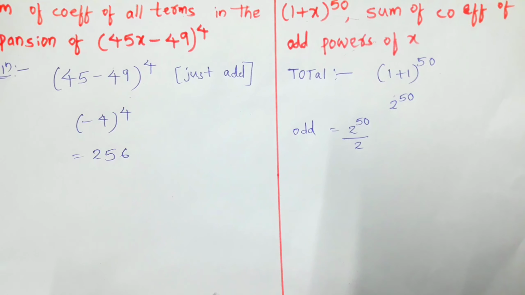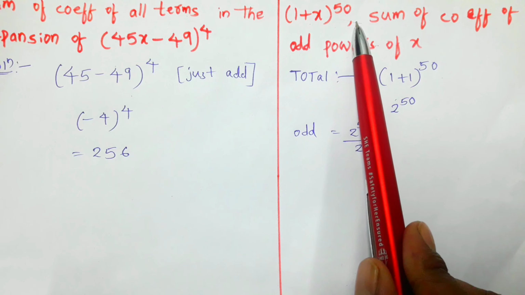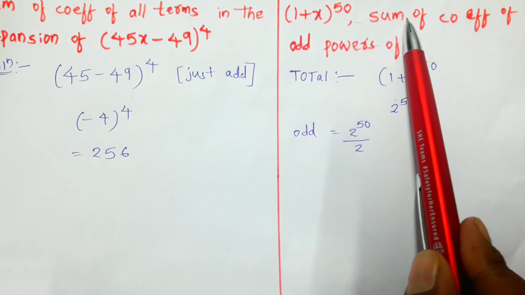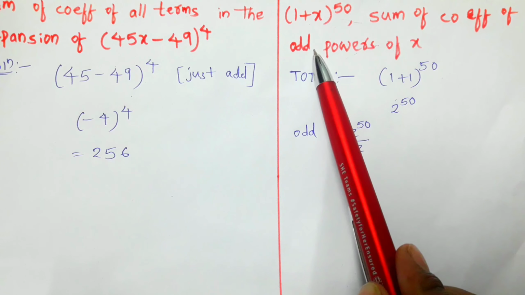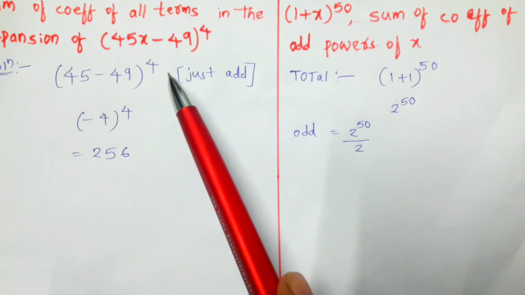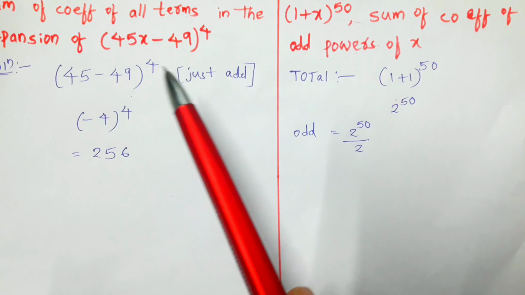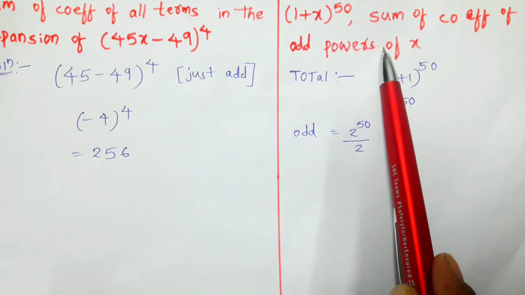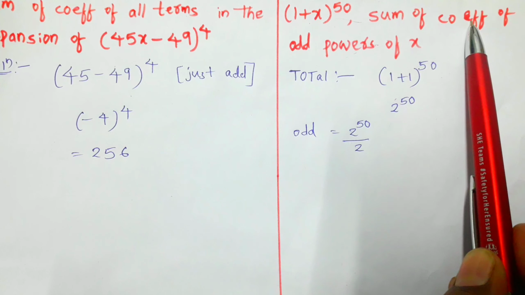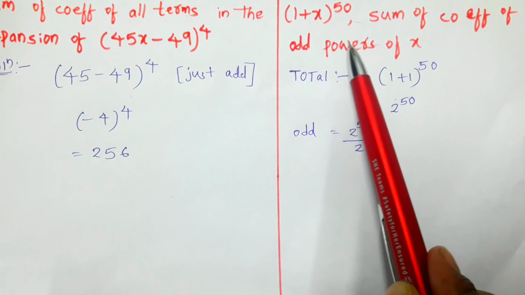And similarly, we have another problem also. See the question. (1 + x)^50. Find the sum of coefficients of odd powers of x. Okay, in the last problem we had to find all the terms. We don't need to find the even terms and odd terms, but in this question it is specially mentioned to find the sum of the coefficients of odd powers of x.